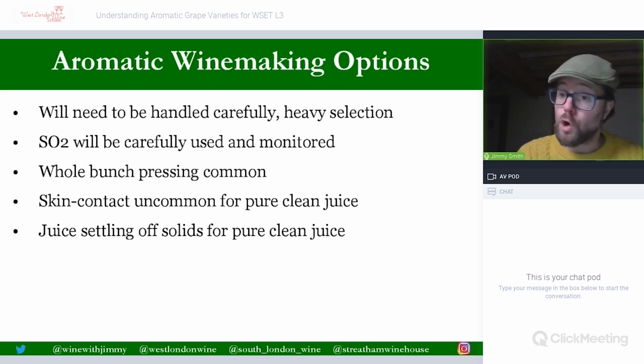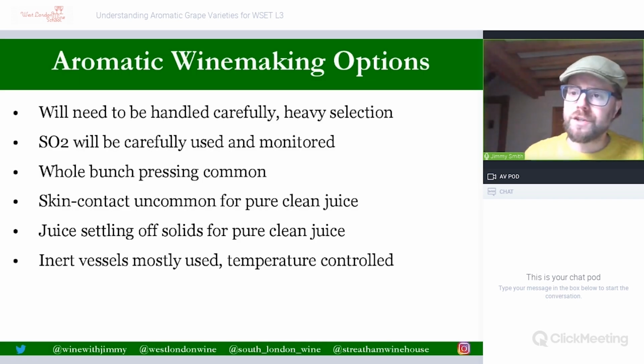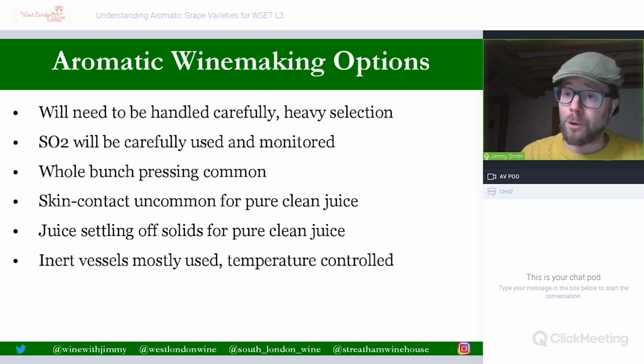There may be employed tactics like centrifugal or centripetal forces as well to separate the solids from the juice. And of course, one that many of you would have put down, I think, is inert vessels, utilizing stainless steel or things like epoxy resin lined cement vats, which really protect against oxidation. And certainly stainless steel can be quite easily temperature controlled as well to produce more fresh and aromatic compounds as well.